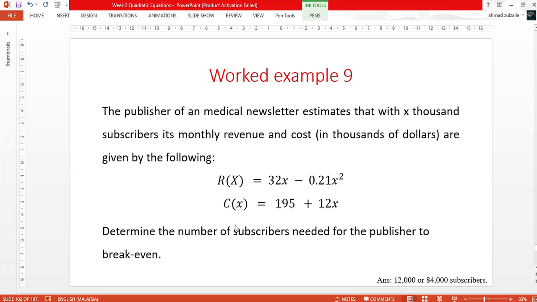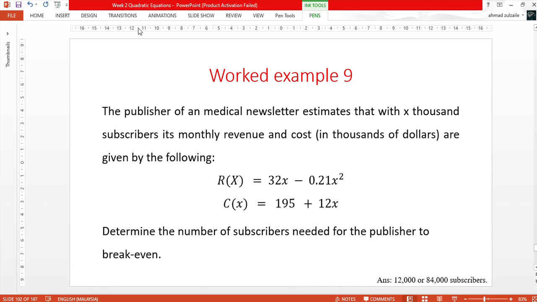So let's move on to example number 9. The publisher of a medical newsletter estimates that with x thousand subscribers, his monthly revenue and cost in thousands of dollars are given by the following: the revenue equation is 32x minus 0.21x squared. However, the cost equation is 195 plus 12x. So the question, determine the number of subscribers needed for the publisher to break even.